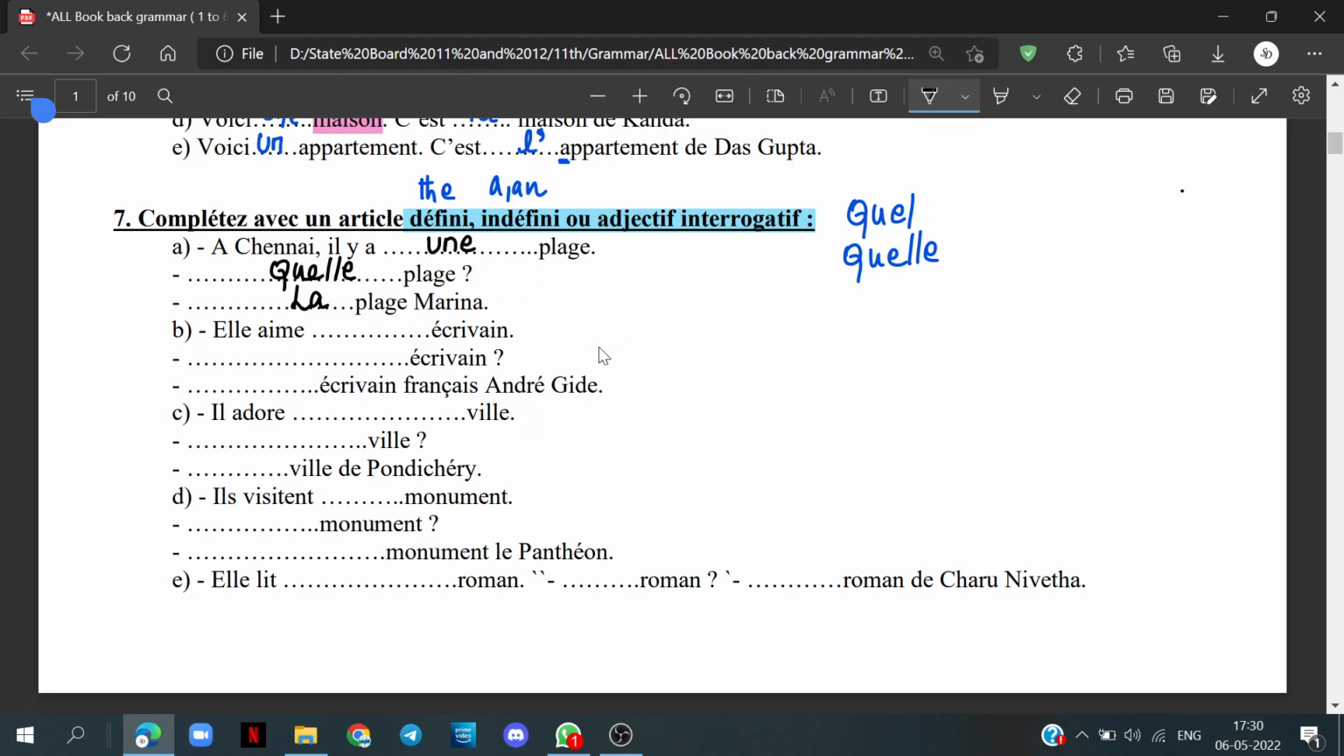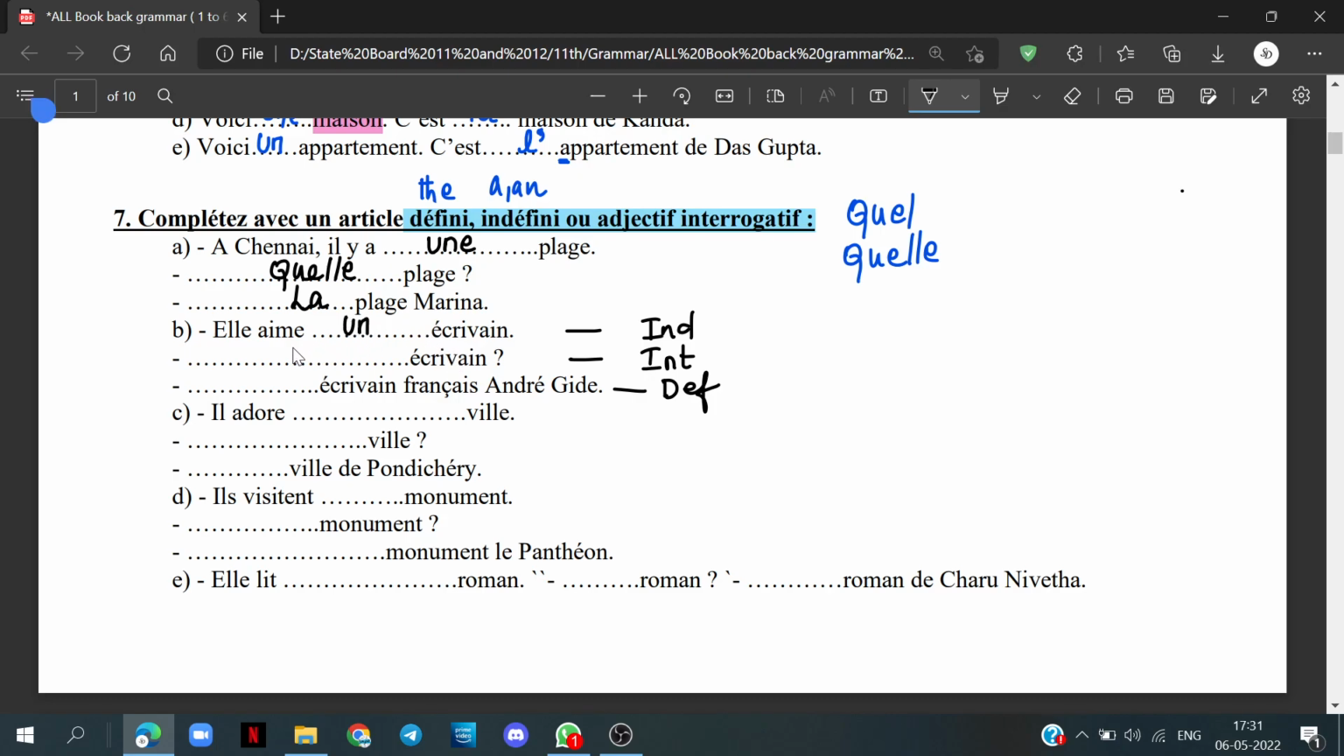Same way, in all the exercises, the first one will be definite, indefinite. Second one is a question, right? Question will be interrogation. Third one, at the beginning of the sentence, is the definite article. So the same rule follows for all the exercises. Just find the gender of the word they are talking about. Here, beach is feminine. Next, écrivain is a masculine word.